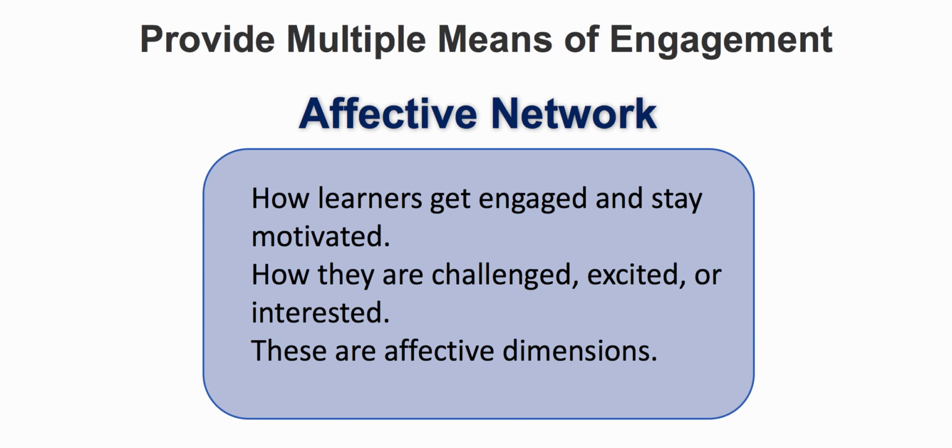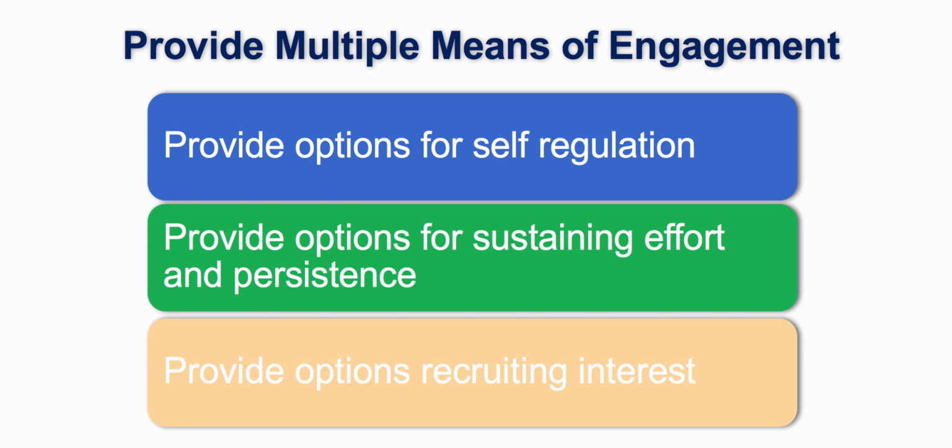The affective network, also known as providing multiple means of engagement, is how learners get engaged and stay motivated, how they are challenged, excited, or interested. These are affective dimensions. Provide multiple means of engagement, which is also the affective network, has three guidelines.